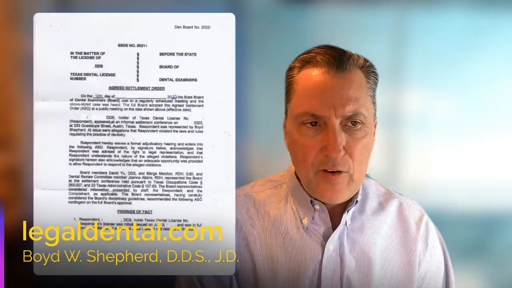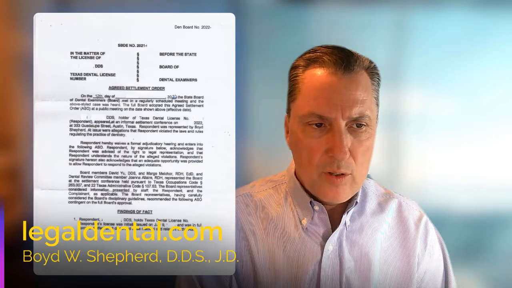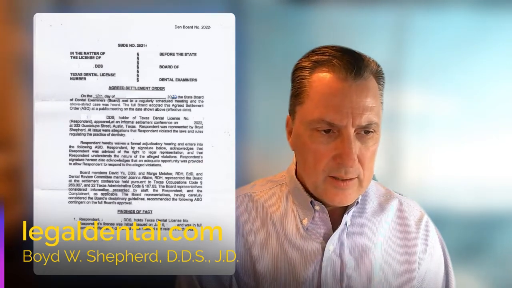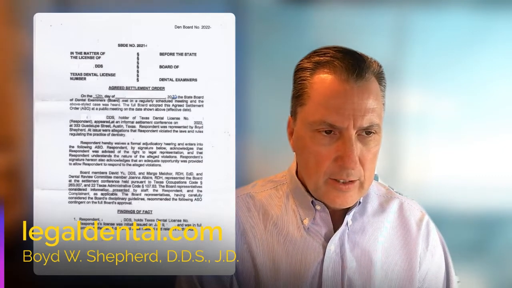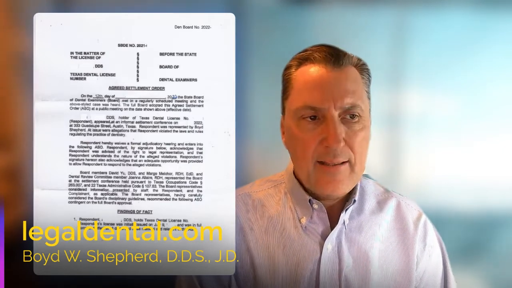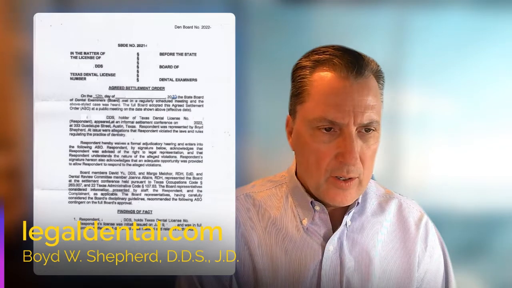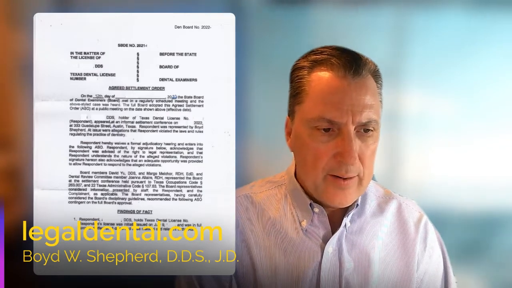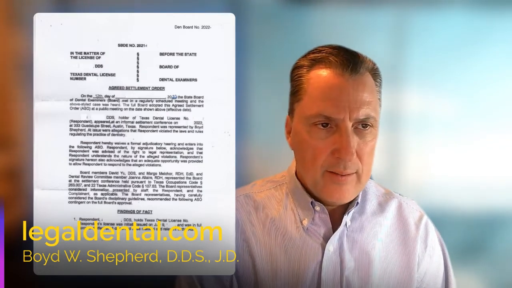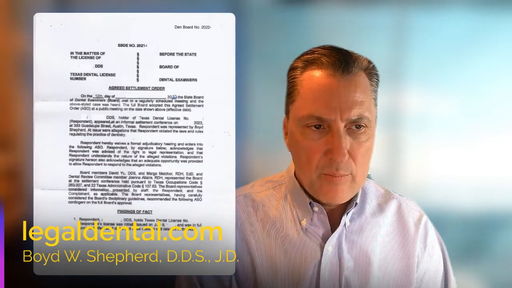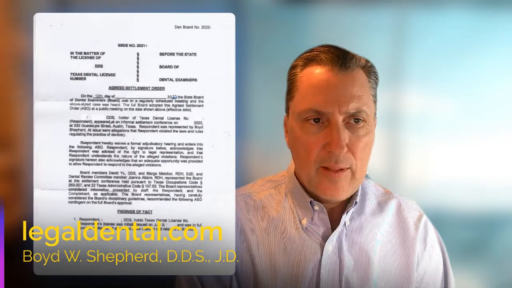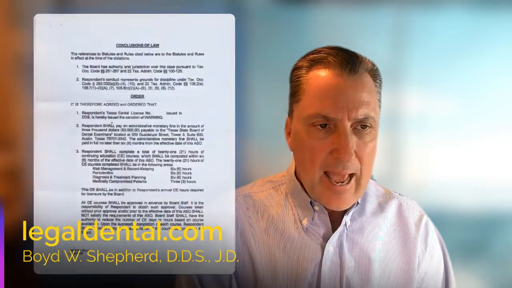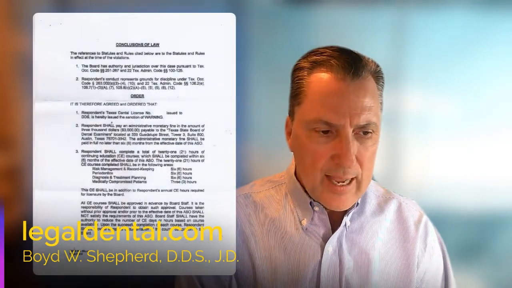This is the first page of a typical board order. It's just going to go into the details of what date the agreed settlement order was heard, who was there, etc. This is what the top page of a board order looks like, and it says agreed settlement order there on the front page. The actual order portion comes later in the document.